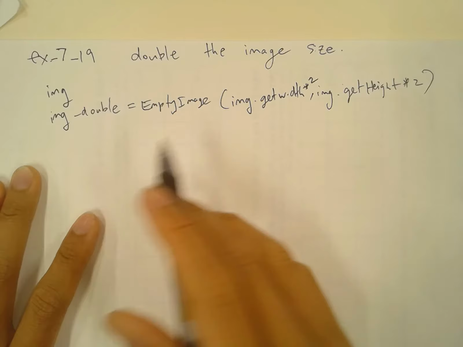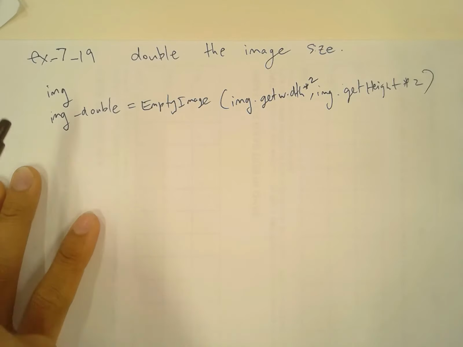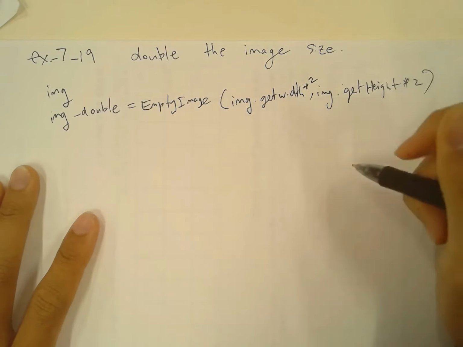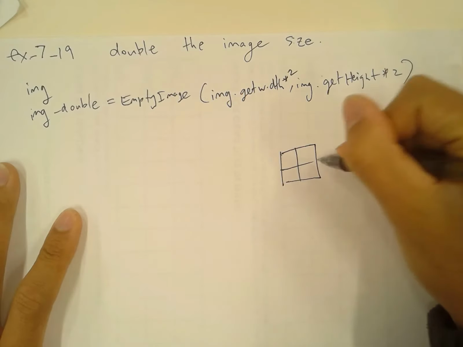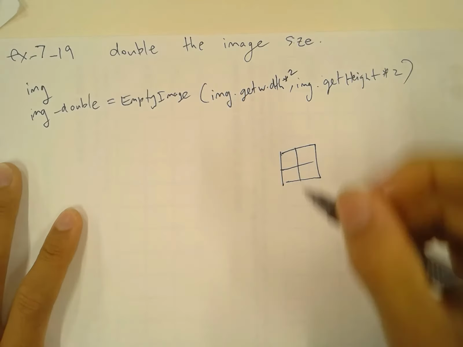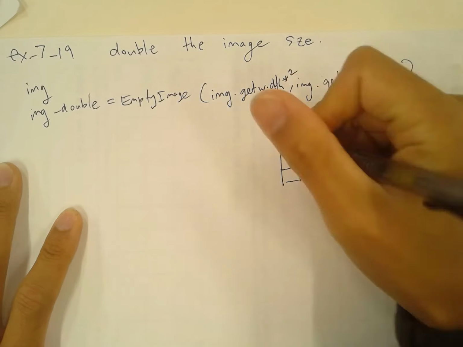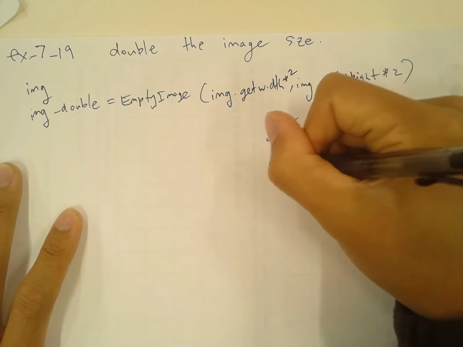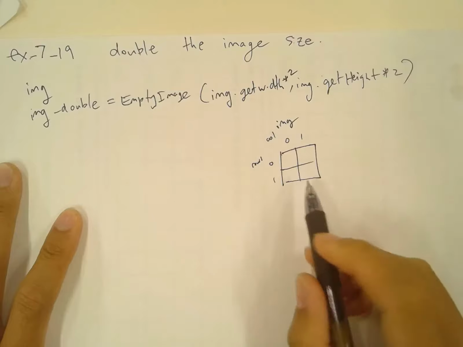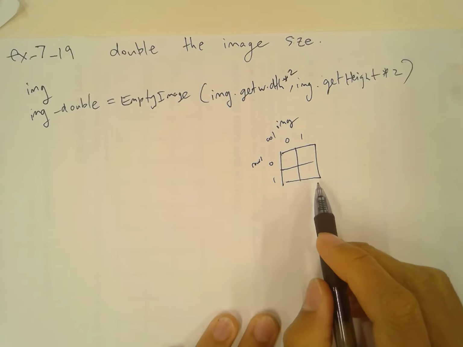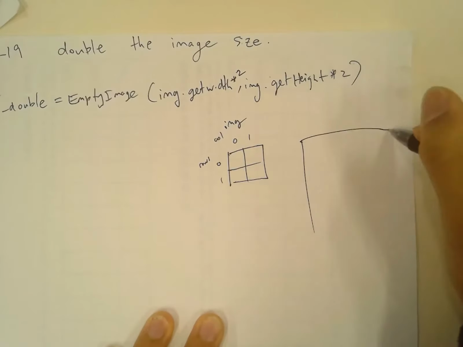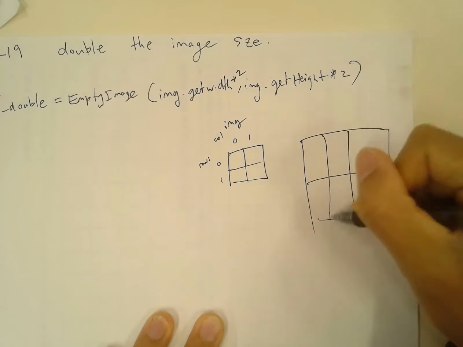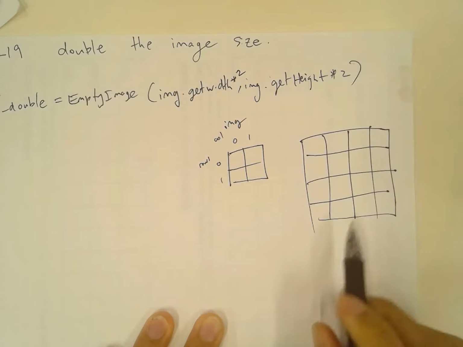Okay, so now we need to get this image doubled up on this image. Graphically speaking, it looks kind of like this. If we had a very simple image, like let's say img is here, and here are the columns and here are the rows, and it's a very simple image with only 4 pixels, what we would need to do is convert it into something that looks like that.